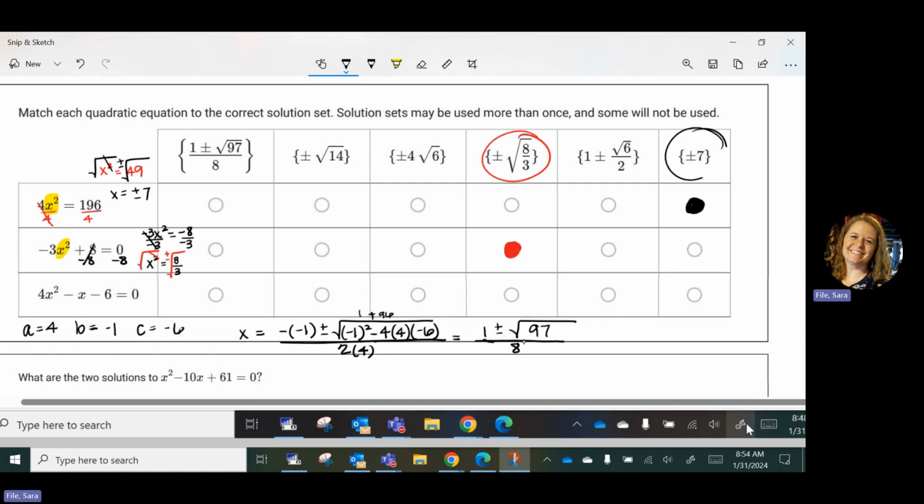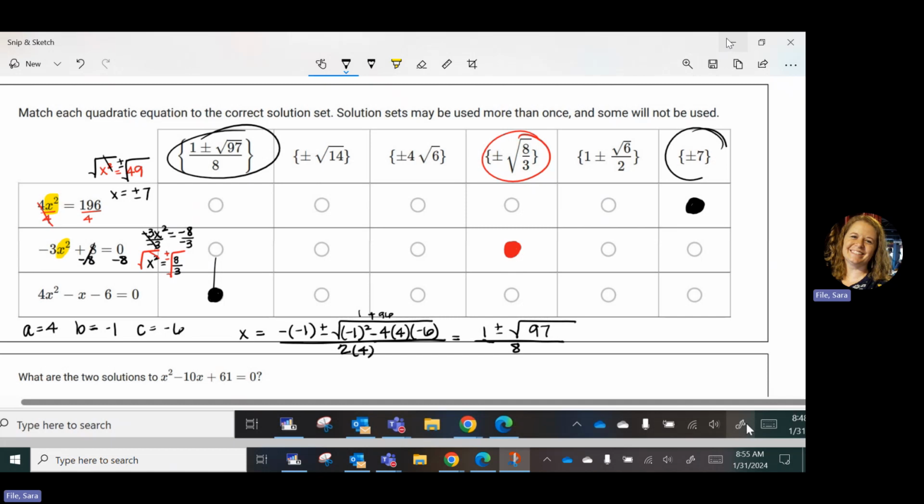Do you see that as an answer choice? 1 plus or minus root 97 all over 8. There it is. Make sense?